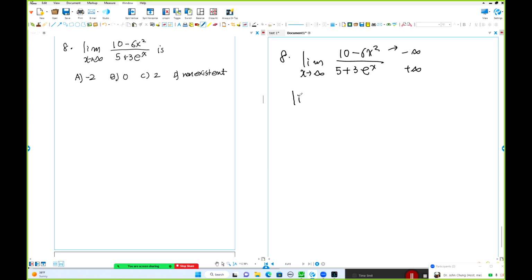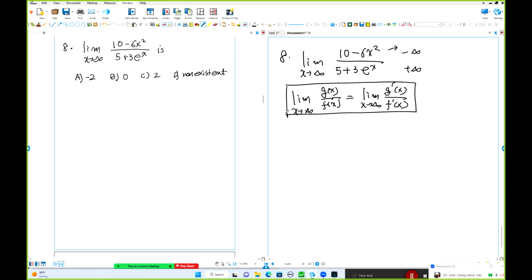What is L'Hopital's rule here? L'Hopital's rule is that for a limit of g of x over f of x, you can just take the derivative of each: g prime of x over f prime of x. It's the same limit value. That is L'Hopital's rule, right? You use it when you have 0 over 0, or infinity over plus or minus infinity. Okay? Now put the number there.